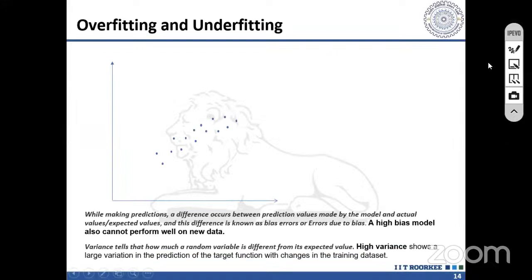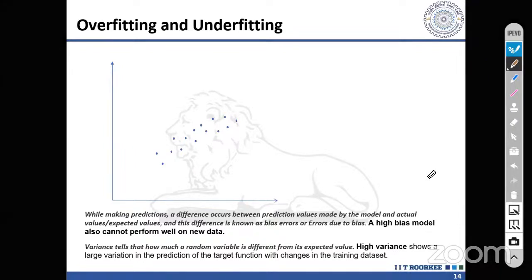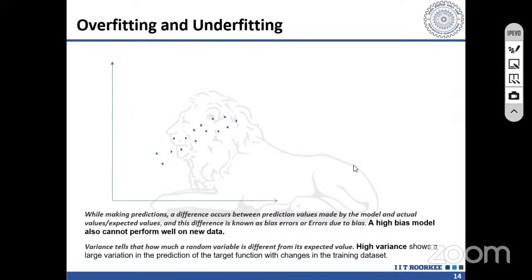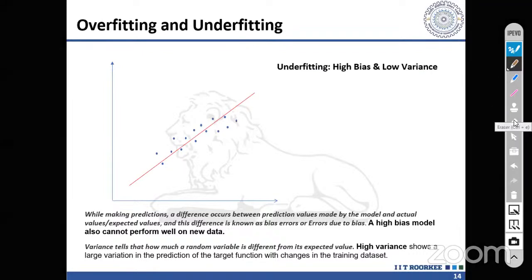Now let us see the regression problem. Regression also has similar things when you have overfitting and underfitting. Let us consider that you have some data and you want to do a fitting. If your model is very simple, it will give you high bias. High bias means it cannot capture well on new data. The model is very simple, so it will not capture the new data. This is the high bias.